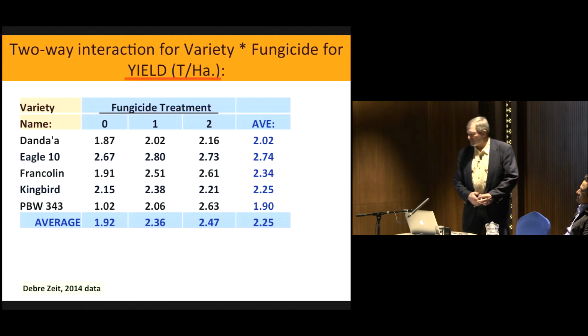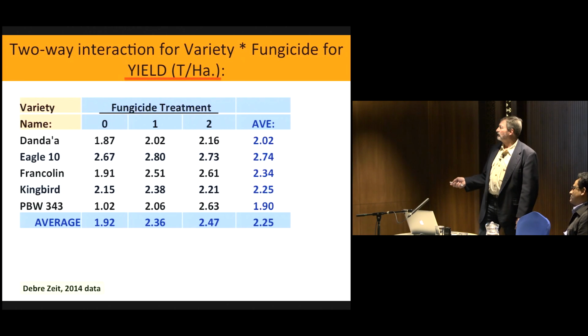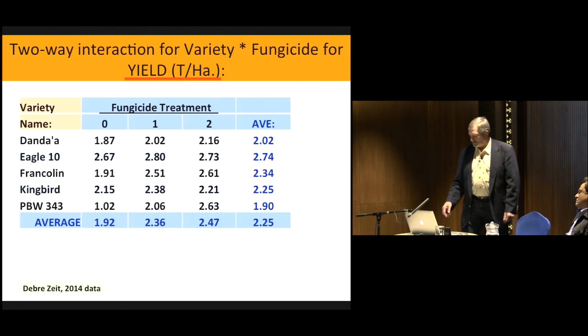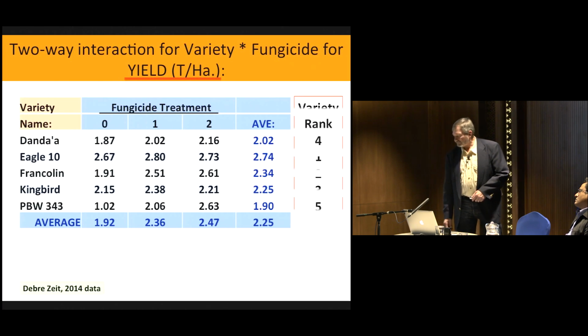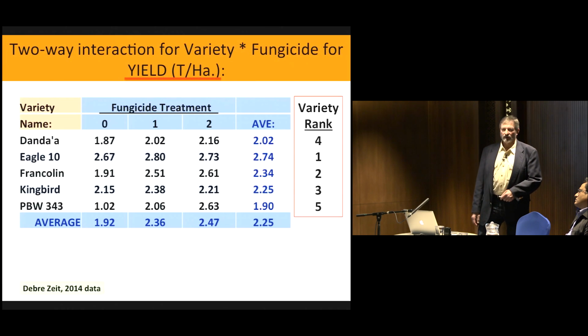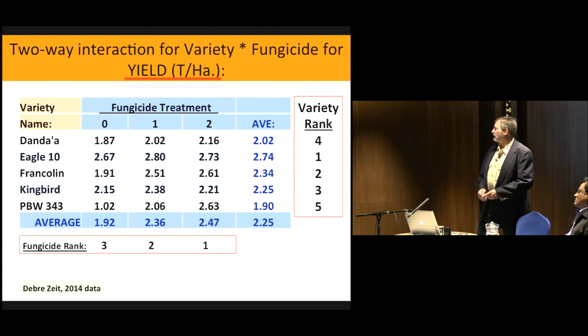So now we can look at the interaction treatments for varieties by fungicide treatments. These values here are the same ones you would have seen in the table for the main effects of variety, and these are the main effects of fungicide treatments. This is all measured in tons per hectare. And the rank would be the same as the rank we had the last time. And the fungicides would be ranked as follows: the treatment with 2 fungicide applications gave a higher average yield than the treatment with 1 fungicide treatment, than the treatment without, that was unprotected.